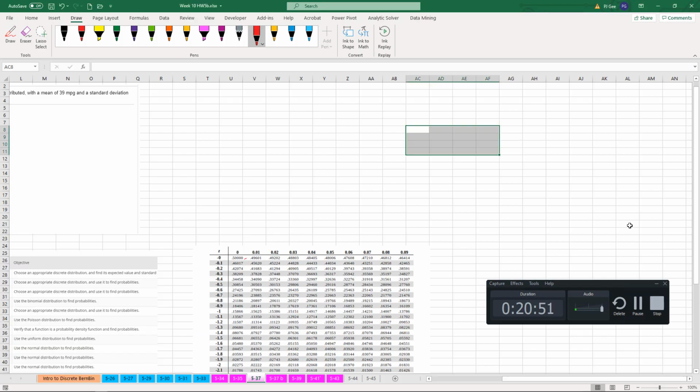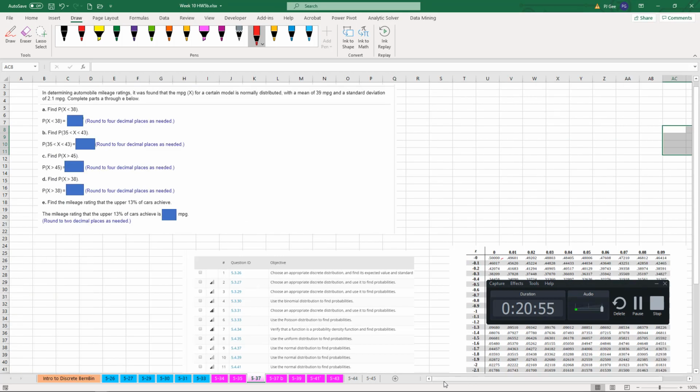Okay, I cleaned up the sheet again. All right, so now what is our problem? What is the problem of the homework, that is?